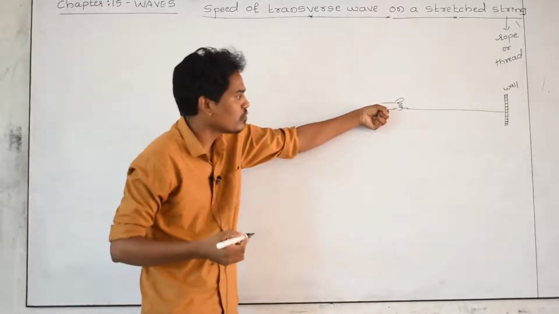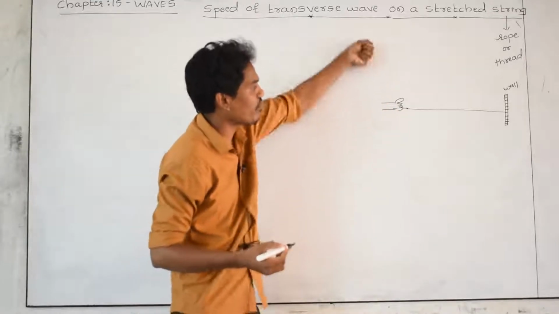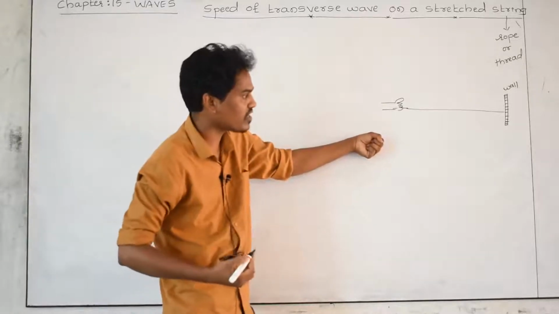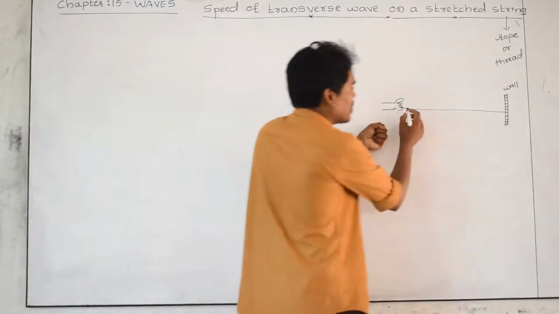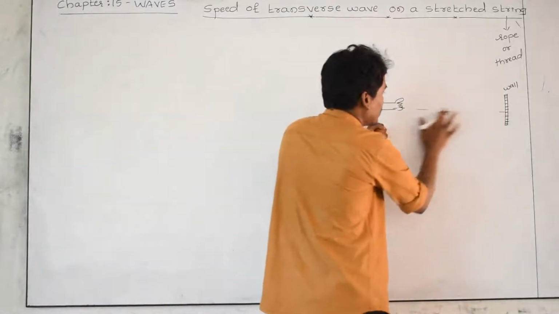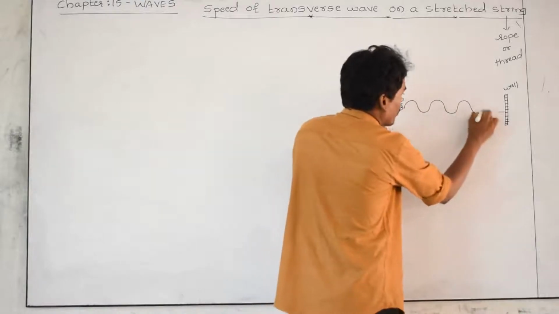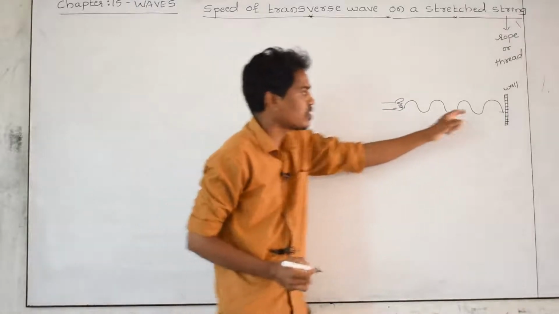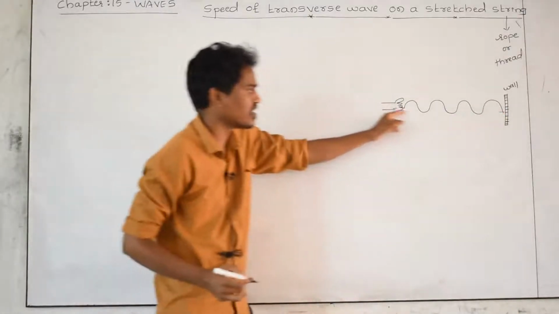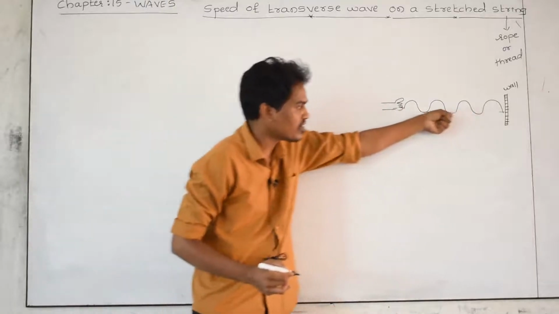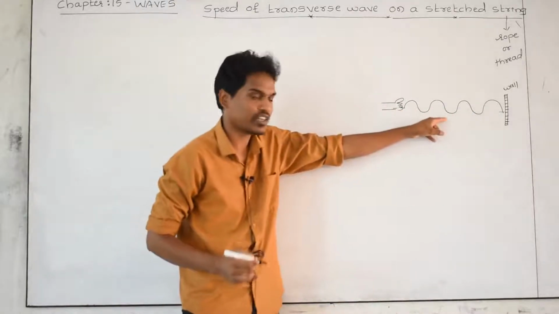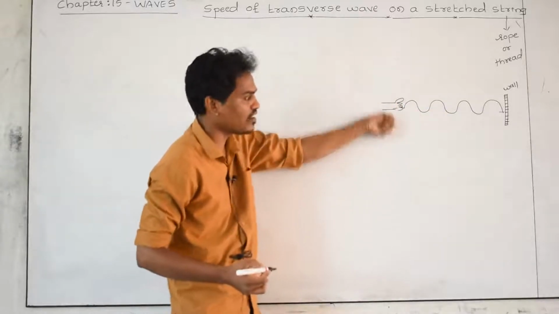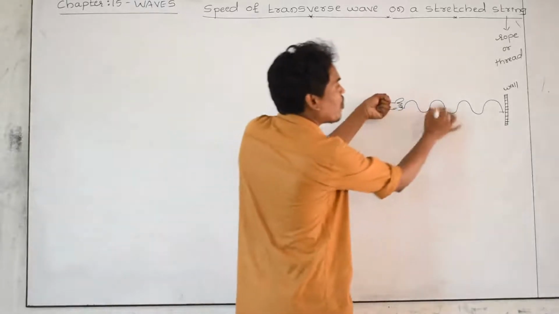Then what do you need to do? You jerk your hand up and down. Then what you observe is that the rope looks like a wave. One end of the rope is attached to the wall, the other end is in your hand, and you produce tension in the rope. Tension means you have to stretch the wire. After stretching, you give a jerk to your hand, and you observe the rope in the form of a wave.